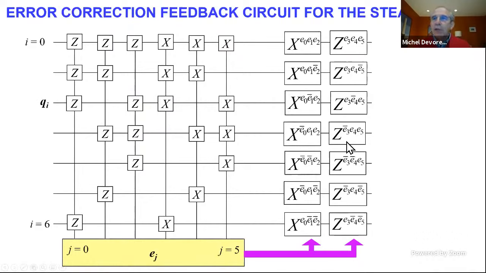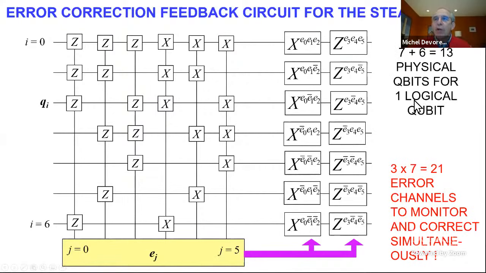into the yellow box. But the problem is that for 1 logical qubit, you need at least 7 qubits plus 6 ancilla qubits, 13 physical qubits for 1 logical qubit. And even then, I have not considered the fact that the ancillas could have errors also. All this hardware is needed to monitor 21 error channels. I have 7 qubits here, they all have 3 error channels. So this is 21 types of errors that you have to monitor with this circuit and correct simultaneously. So this is quite frightening for an experimentalist.